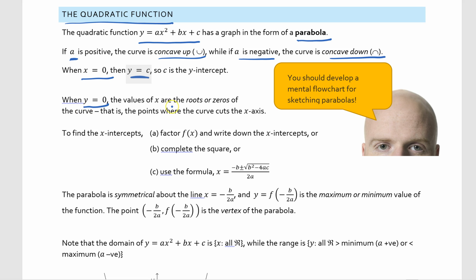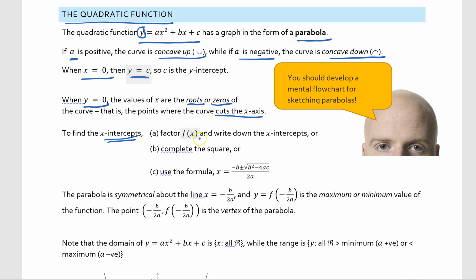When y equals 0, so when this is 0, then we would just be solving a quadratic. So the values of x are the solutions or roots or zeros. It's called by all of those names as a quadratic. So they are the points where the curve cuts the x-axis. Now to find these x-intercepts, we've got a few options, which we've already gone through.